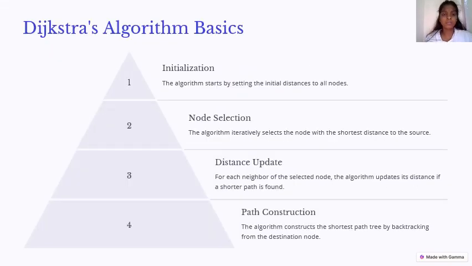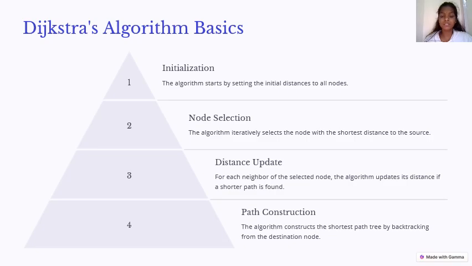Dijkstra's algorithm basics. There are four steps: initialization, node selection, distance update, and path construction. Initialization means the algorithm starts by setting the initial distance to all the nodes. Node selection means the algorithm iteratively selects the node with the shortest distance to the source.